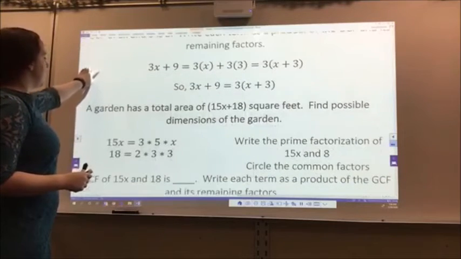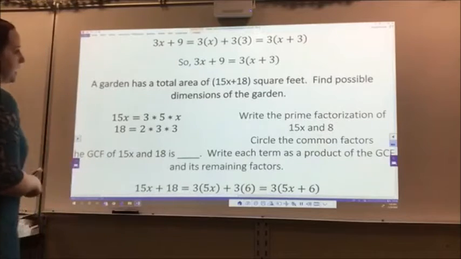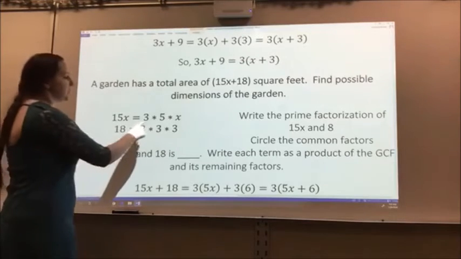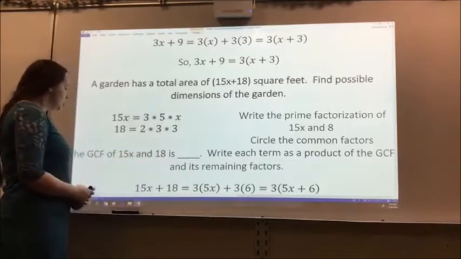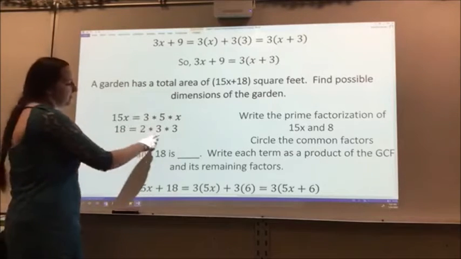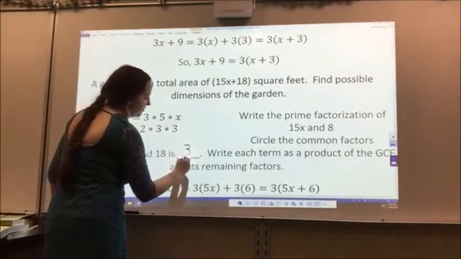Alright, the next one I have says a garden has a total area of 15x plus 18 square feet. Find possible dimensions for the garden. So the first thing I want to do is write the prime factorization of 15x and 18. So 15x is 3 times 5 times x, and 18 is 2 times 3 times 3. So the GCF of 15x and 18, they both have a 3 in common. So 3 is their GCF. That's the only thing they have in common.